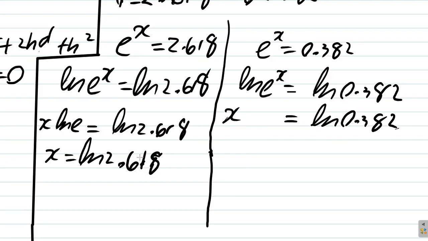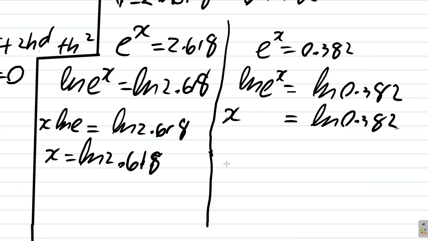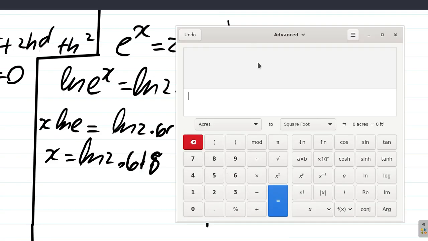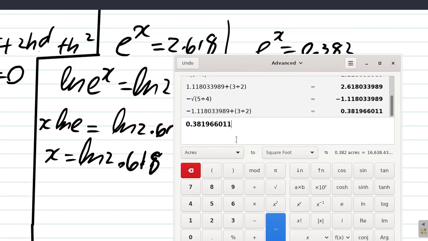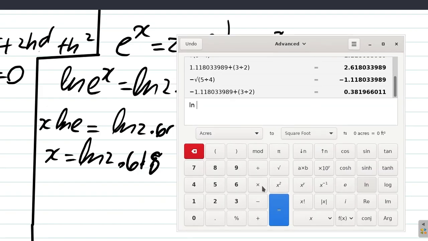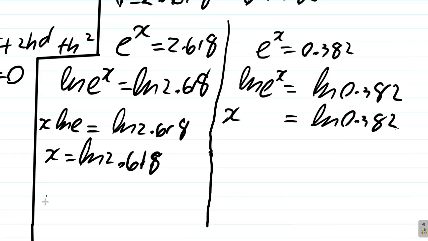Alright, so let's look at what's going to happen when we use our calculator now. Where did I get so many calculators? Alright, so ln, the natural logarithm of 2.618 equals 0.962. So x is equal to 0.962.